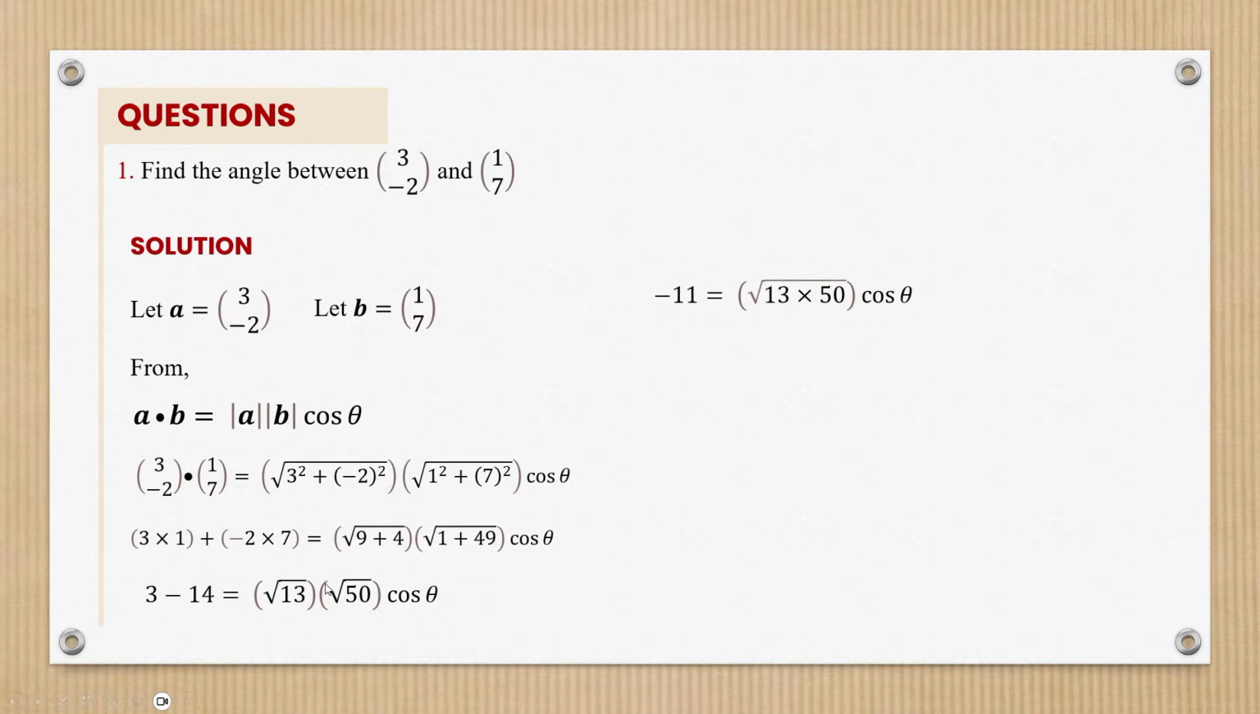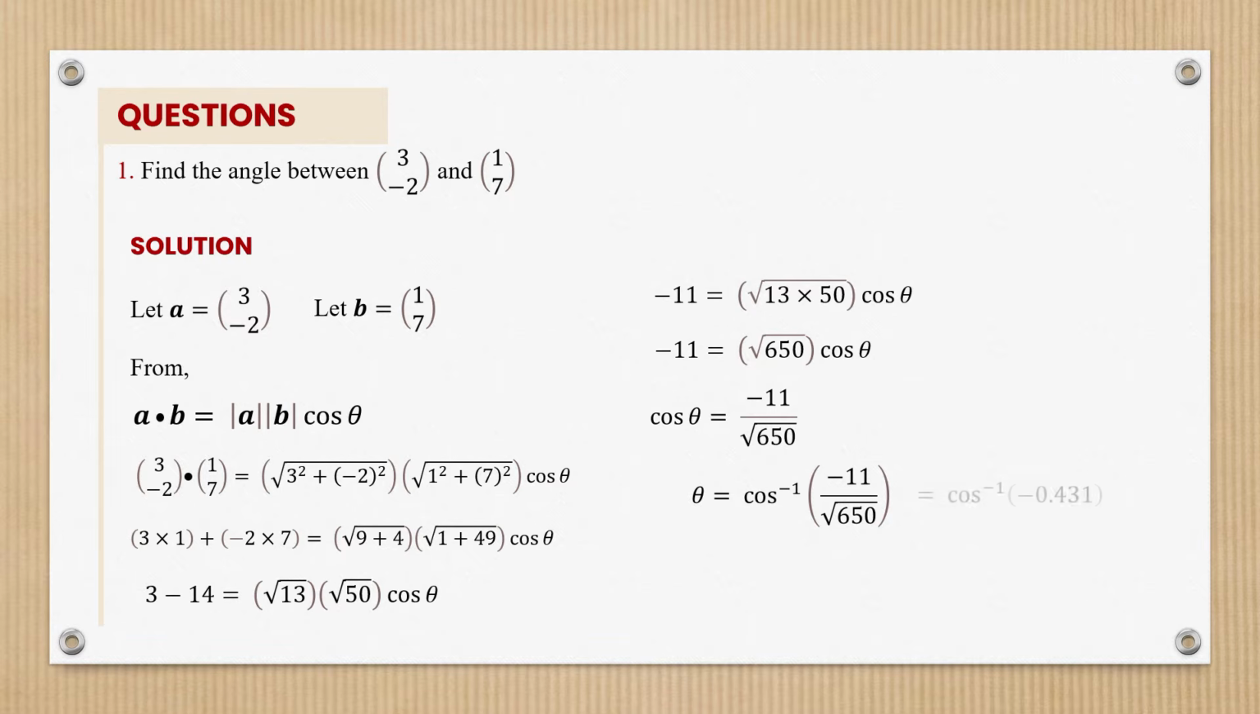And then we know from the knowledge of surds that when we multiply these, it's basically the same as putting them in the same square root. So it's the square root of 13 times 50, which is 650. So when we make cos theta the subject, cos theta is equal to -11 over the square root of 650. Then we're going to make theta the subject. So theta is going to be equal to cos inverse of -11 divided by the square root of 650.